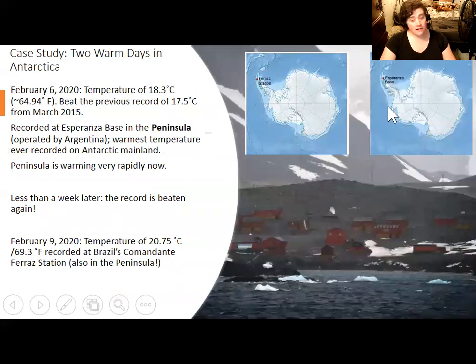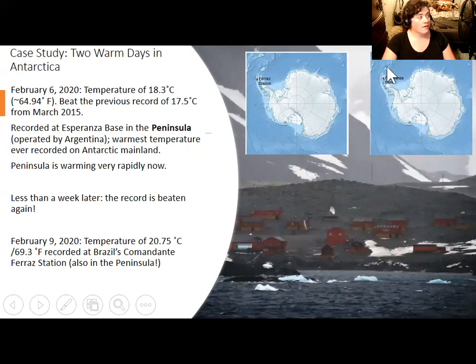I first taught this class in winter 2020, and it was summer in Antarctica then. And in an Argentinian base, Esperanza base, which I briefly mentioned before, children have actually been born because there sometimes are families that stay there for several years. Esperanza base is in the peninsula, which is the northernmost part of the continent.